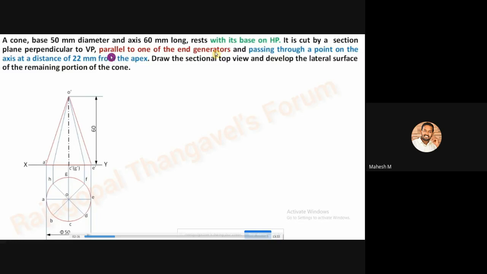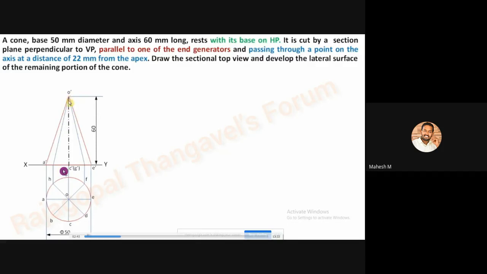Then look at the condition. The section plane is parallel to one of the end generators. You can choose any one generator, either O dash A dash or O dash E dash. It is your own choice. Then it passes through a point on the axis at a distance of 22 mm from the apex. This one is the apex point, so from here you can locate a point at a distance of 22 mm.